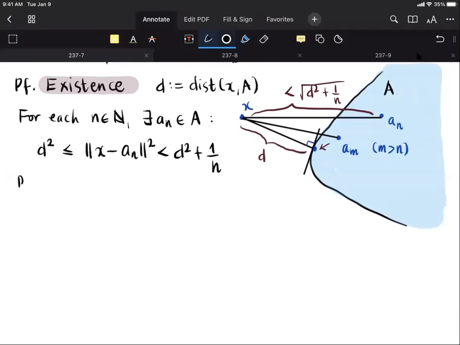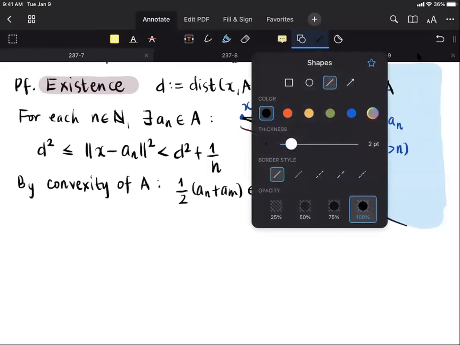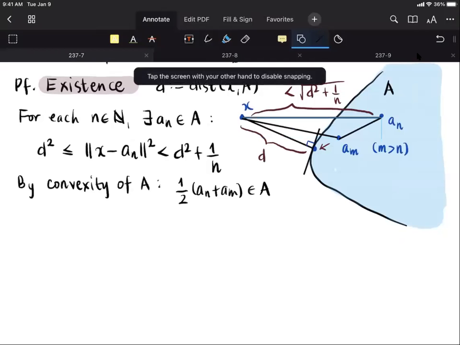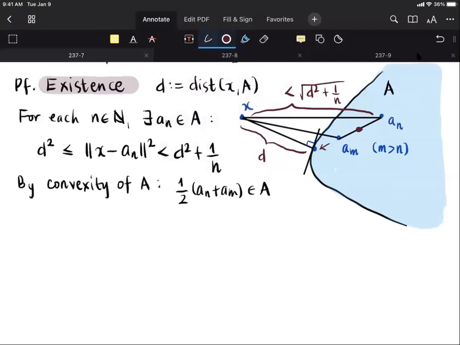To do that, let us first apply convexity. By convexity of A, the midpoint, that is the average between these two points, must also be in A. Think of this, for instance, as the point here. This would be the midpoint of the two.